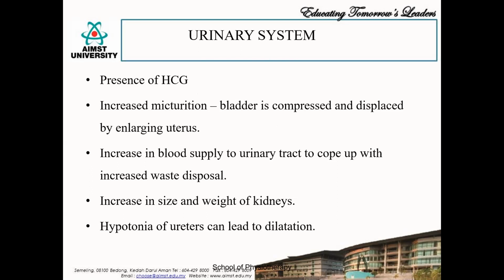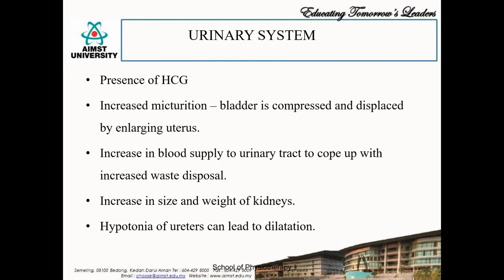Okay. Next is the urinary system. In the first trimester, there will be presence of HCG in the urine, which acts as the confirmatory test of the pregnancy. Then slowly after 3 months, this HCG hormone will reduce. Then there will be an increase in micturition.